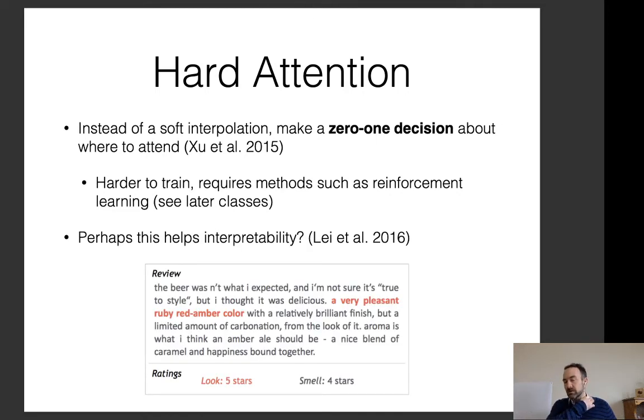However, there is an argument that this can help interpretability of models. And what this paper shows is basically if you have a hard attention value, you can highlight individual parts of, for example, a text that you want to classify and use those highlighted parts to justify decisions about that text.